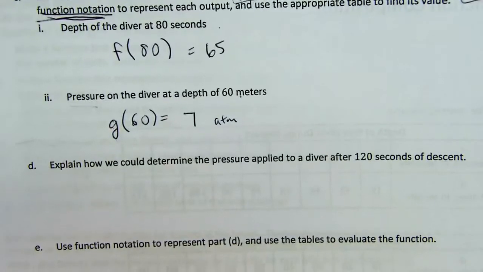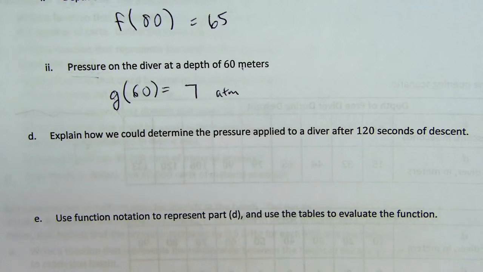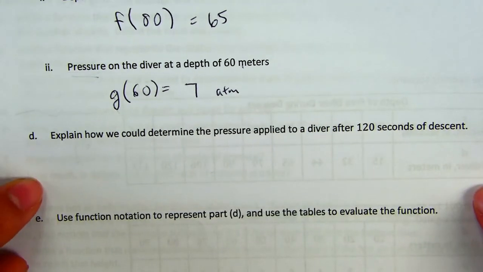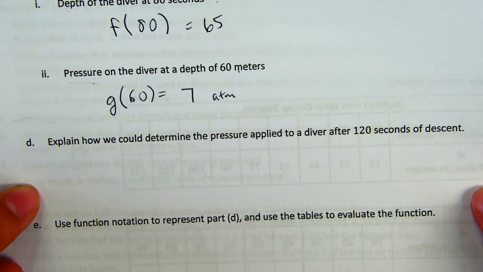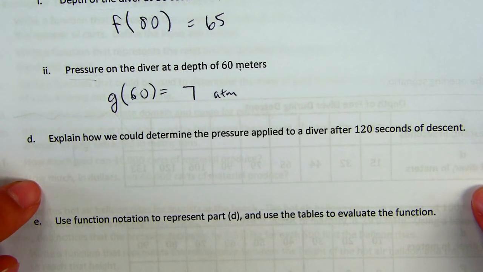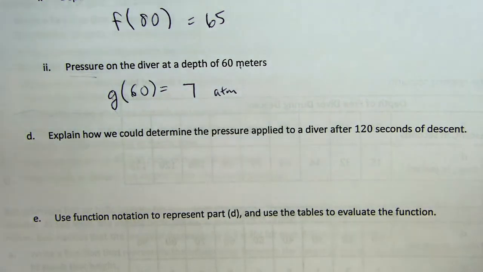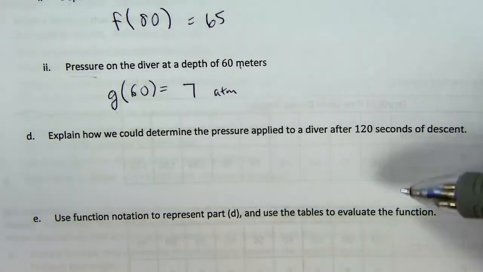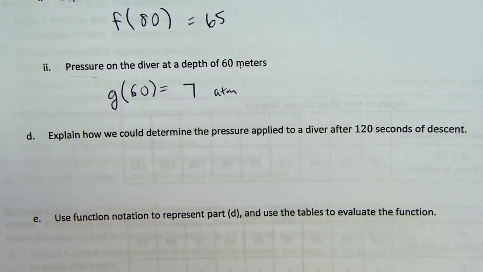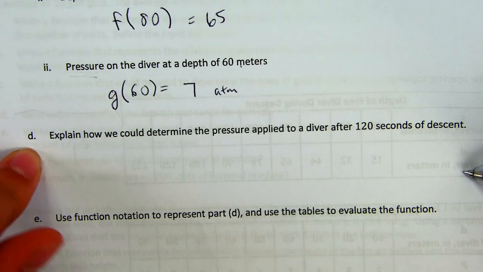Okay. So this one I really want you guys to give it a try. Explain how we could determine the pressure applied to a diver after 20 seconds of descent. This is where function composition comes into play. Because composition is when we start putting things together, right? If you remember back to English, like a composition notebook, you're composing a bunch of sentences to create, say, a story, to create a sentence, to create a paragraph, to create an idea. So in this case, we're composing a bunch of functions into a bigger idea. So take a look at this question, try it out. The explanation will be on the next video.